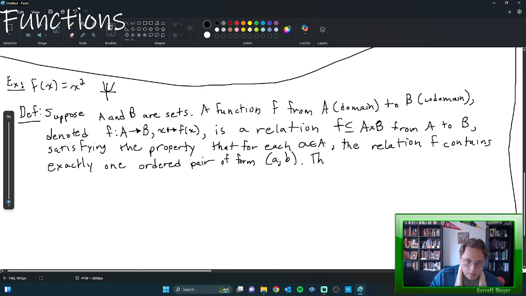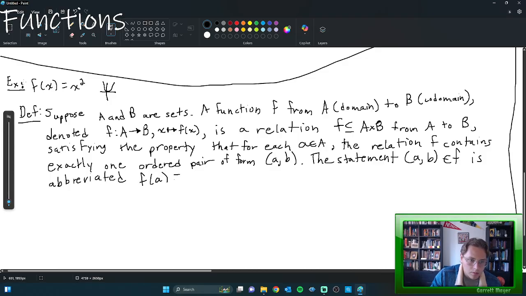The statement that (a, b) is contained in F is abbreviated F of a equals b. So you plug a into this function F and it gives you b as an output.